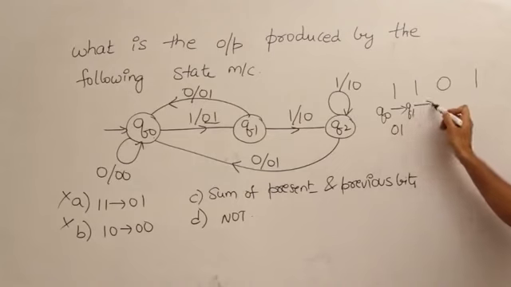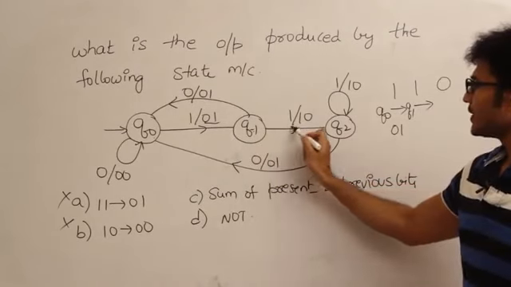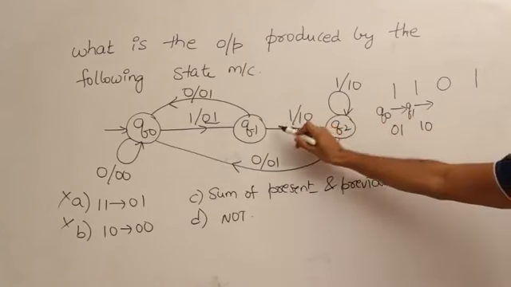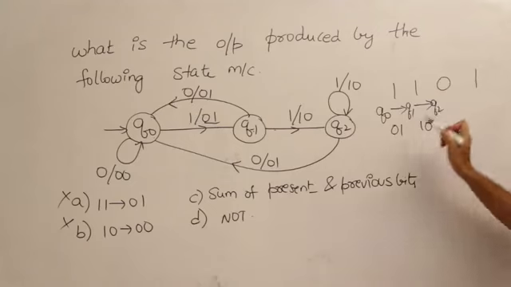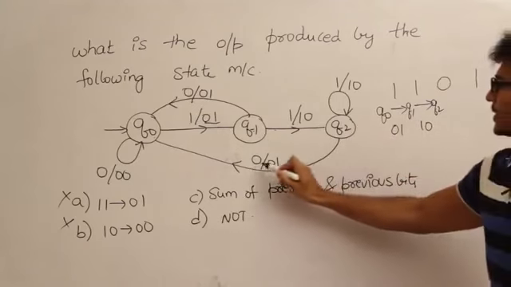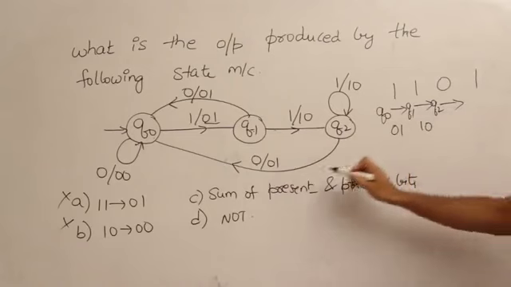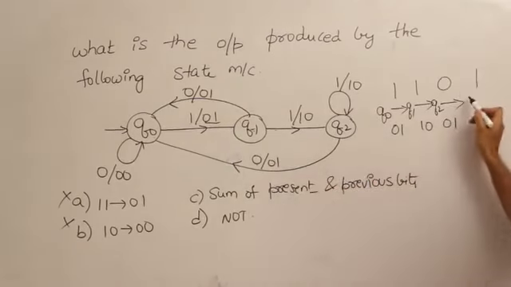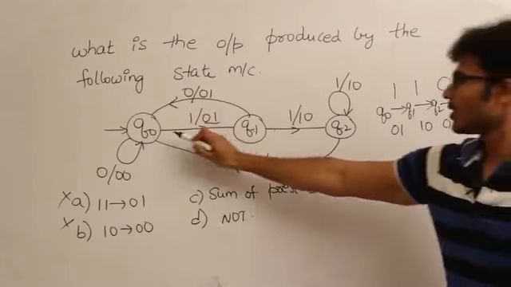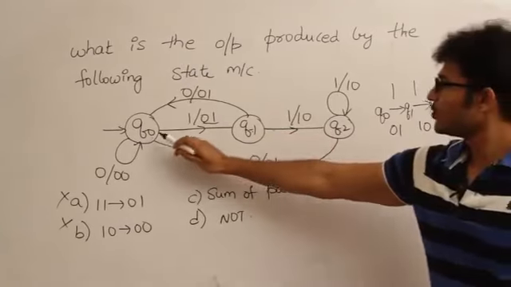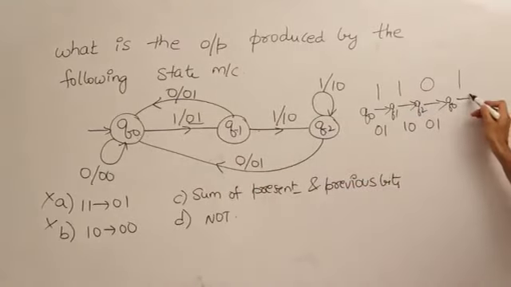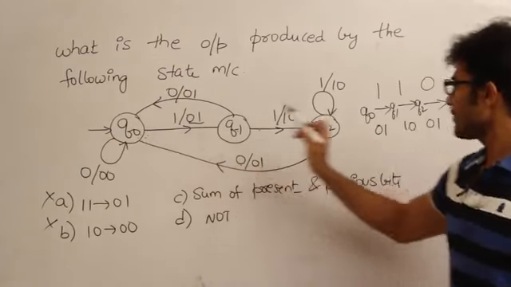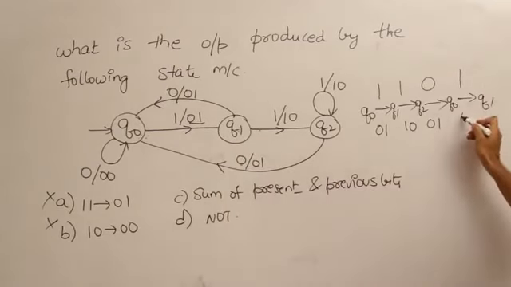Now I am in state Q1. In Q1 on seeing a 1, I'm going to print 1 0 and go to state Q2. In Q2 upon seeing a 0, I'm going to print 0 1 and go to state Q0. And in Q0 on seeing a 1, I'm going to Q1 and print 0 1.